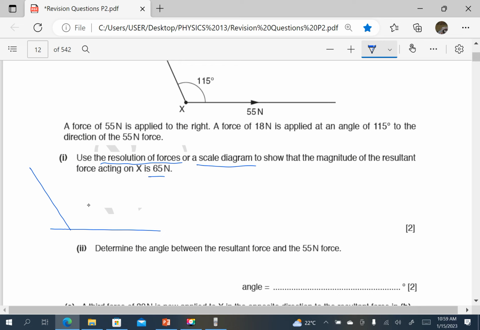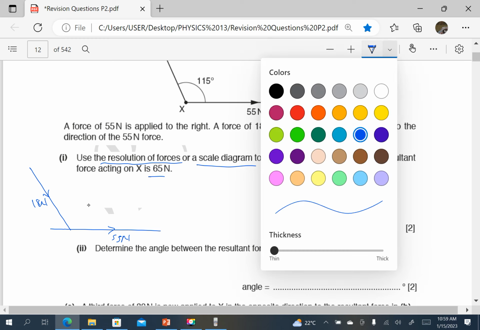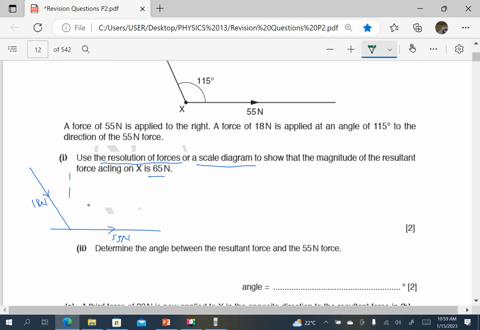So for resolution, we have here 55 newtons, and we have here 18 newtons. So I'll draw a vertical line. So this angle is going to be 90 degrees. Remember the whole angle was 115, so we have 115 minus 90, which makes this angle 25, or this angle is 65, which is 180 minus 115, that is 65.